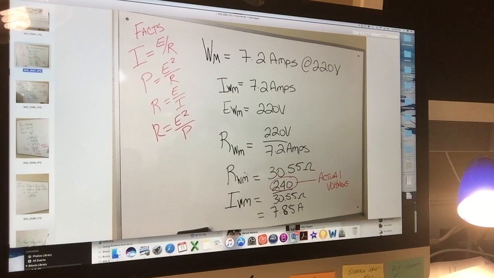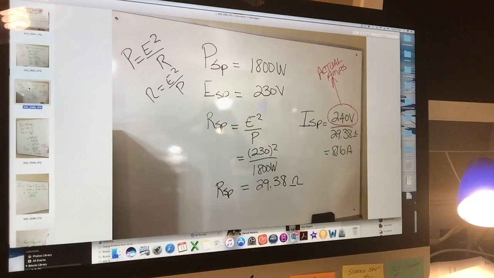So we already did the shirt press. Here's the shirt press one more time. We know we got 8.16 amps.